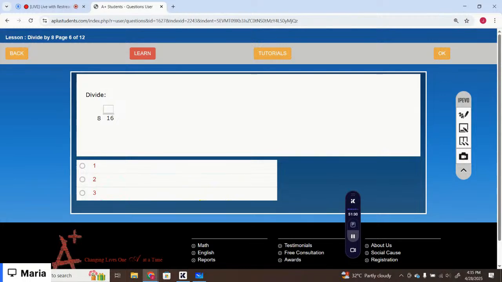Sixteen divided by 8 equals 8 times 2 is 16. The correct option is 2. Option number 2 is the correct option.